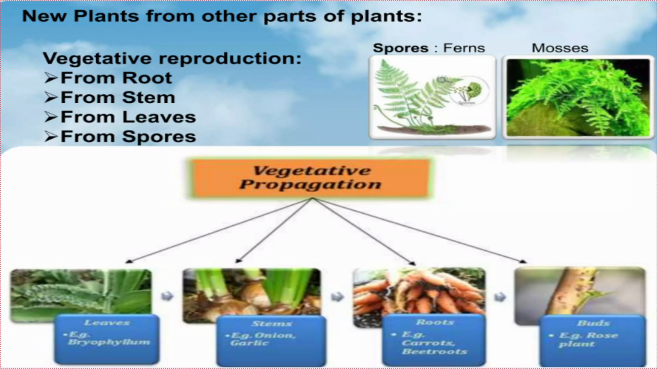New plants from leaves. For example, bryophyllum has buds on its edges, on its margins. When these leaves fall down, these buds also get detached from the leaves and fall on the ground. And new plants from spores, basically means like buds, etc. For example, fern.